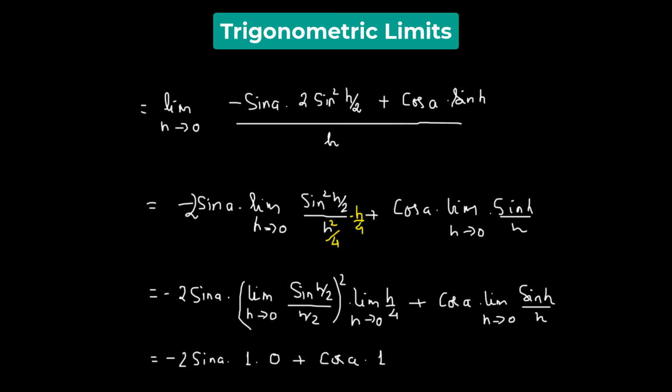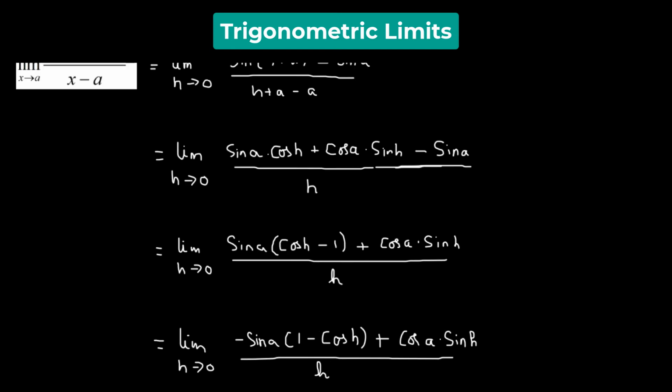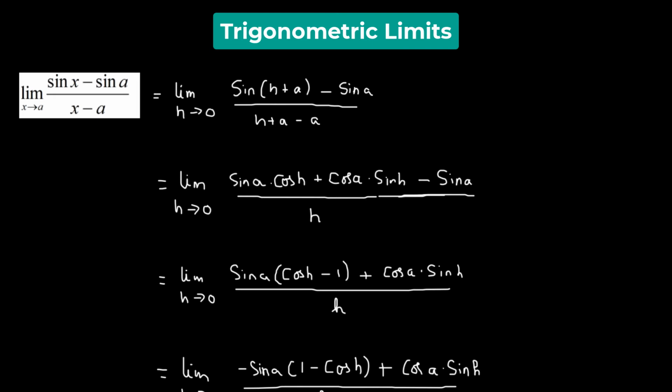So the first term will become 0, so we are left with cosine of a. So this is going to be the limiting value of our function, when the function is (sin x minus sin a) divided by (x minus a). So we got the limiting value of cosine of a when x approaches a. Let us do another problem.